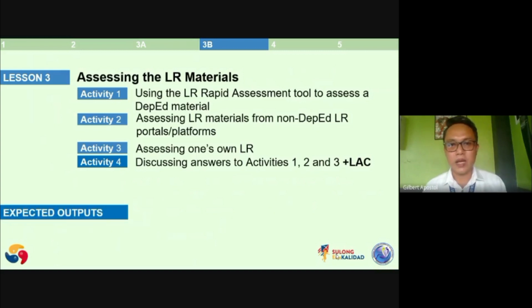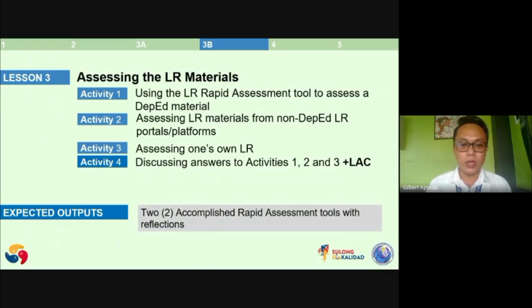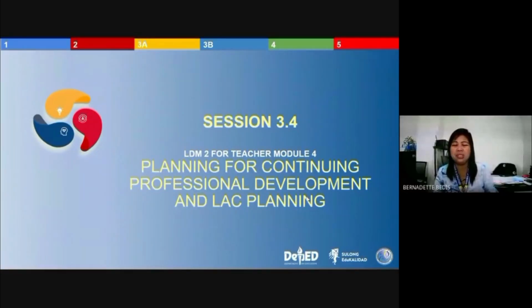So what are the expected outputs for Module 3B? You need to accomplish two rapid assessment tools with reflection. So that's it for Module 3A and 3B. Let's continue with the session 3.4, which covers the module 4. The module 4 is all about planning for continuing professional development and LAC planning.